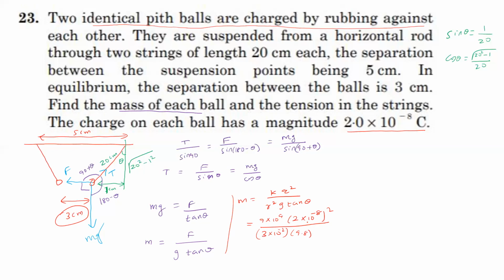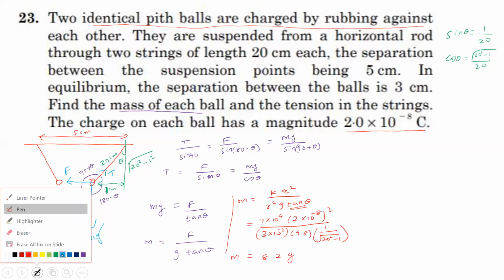And tan theta value is opposite side by adjacent side. Opposite side is 1 centimeter, and 1 divided by adjacent side, which is square root of 20 square minus 1. By simplifying all these values, we will get m as 8.2 gram.